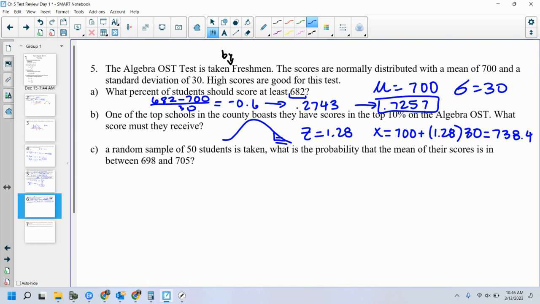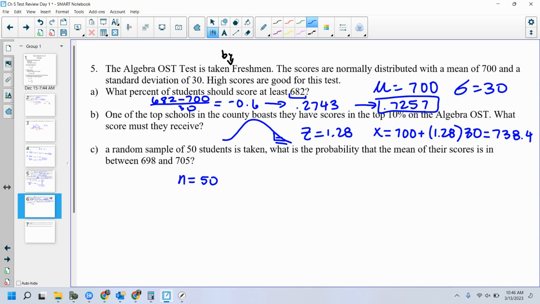A random sample of 50 students is taken. Now, I am not just selecting a student. I am selecting 50 of them, right? So n is equal to 50. What is the probability that the mean of their scores is in between 698 and 705?